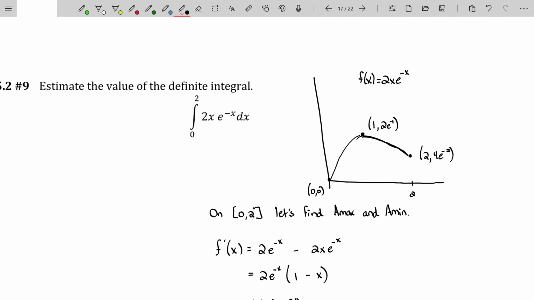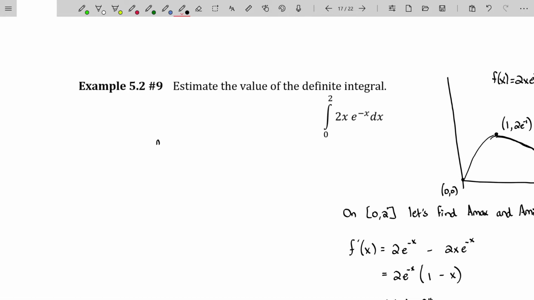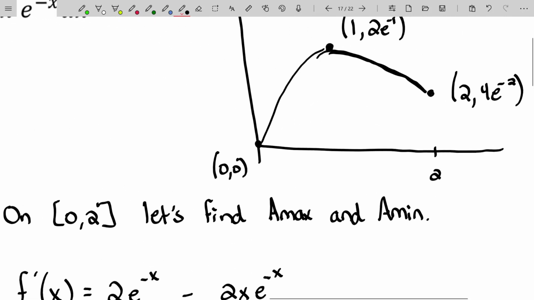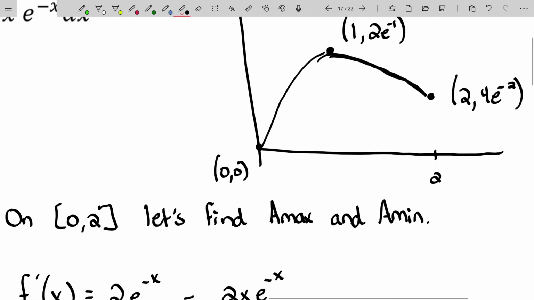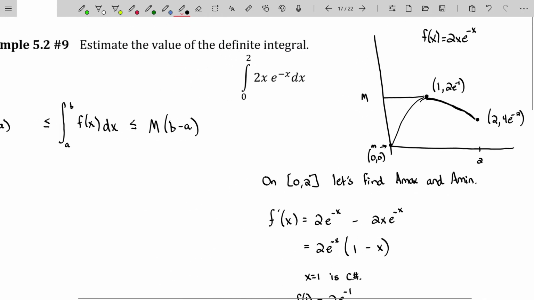The whole reason why I'm doing that is because we have a property. The integral from a to b of f of x dx is always greater than or equal to little m times b minus a, and less than or equal to a capital M times b minus a, where little m is the smallest value your function will ever take on that interval, and big M is the largest value your function will take on that interval.